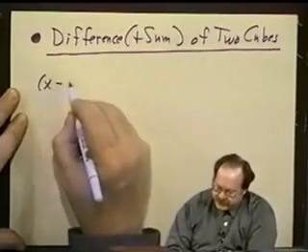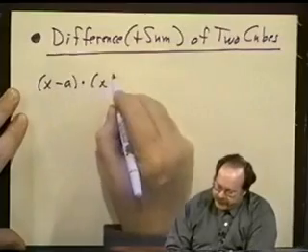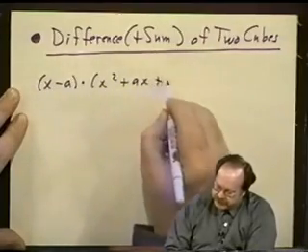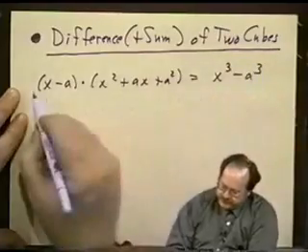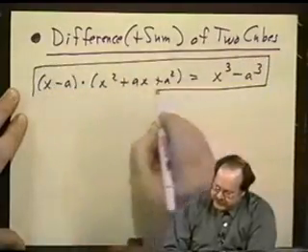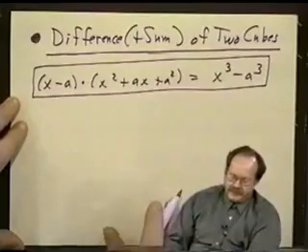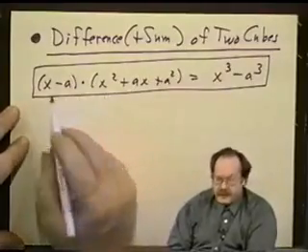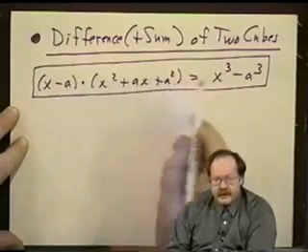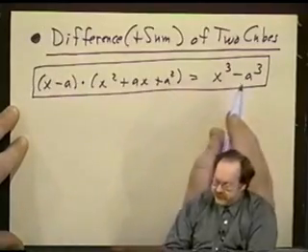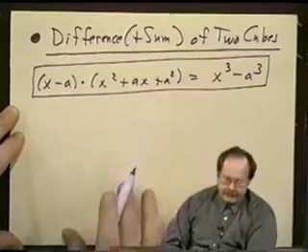In this case, if you take x minus a times x squared plus ax plus a squared, you get the difference of two cubes. x cubed minus a cubed. Now, I won't prove this one. You can prove it yourself. You can just distribute the x over here and the minus a over here, and you'll get x cubed minus a cubed. All the middle terms will drop out.